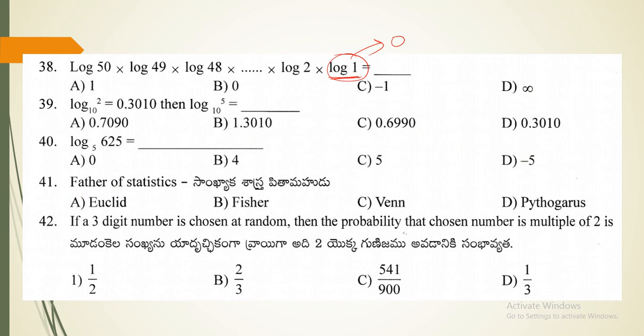So log 1 value is 0. So 0 into anything is 0, right? Next, moving on to the next question. Log 2 base 10 is equal to 0.3010. Then what is the value of log 5 to the base 10? Now clearly, log 5 to the base 10.